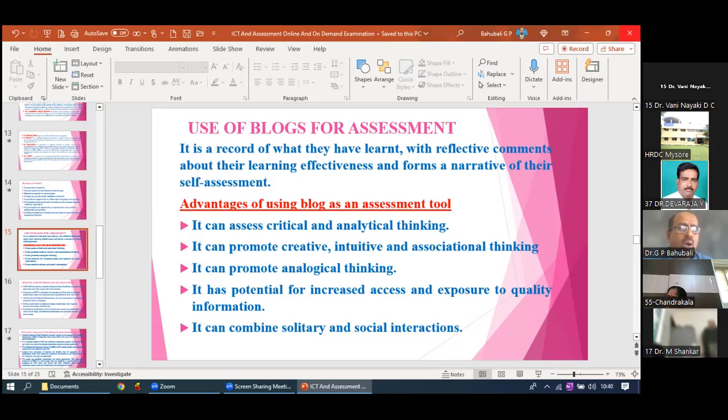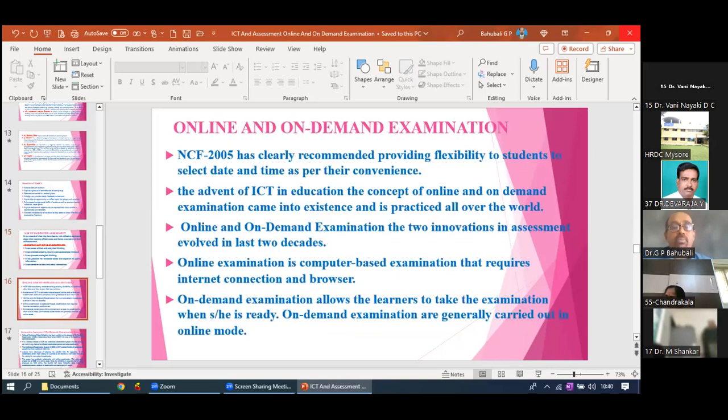Let us know what is an online examination. So before going into detail regarding online, first let us know about the concept of an on-demand examination. NCF 2005 has clearly recommended providing flexibility to the student to select date and time as per their convenience.